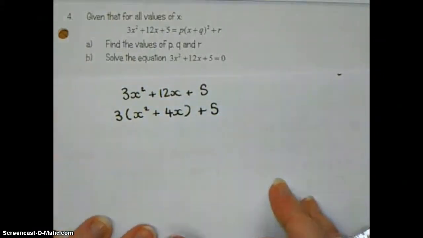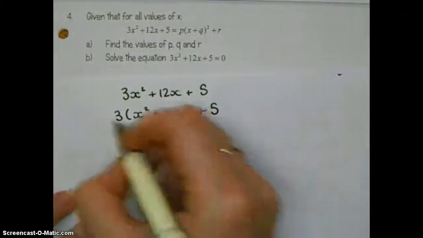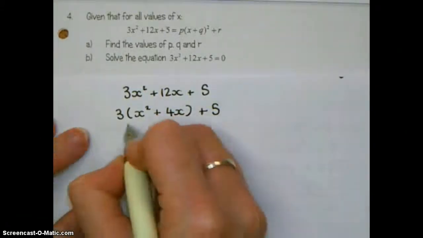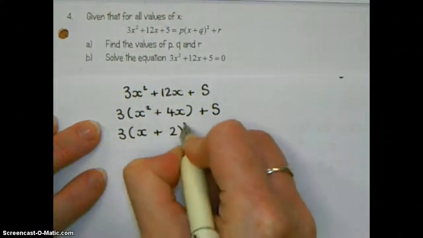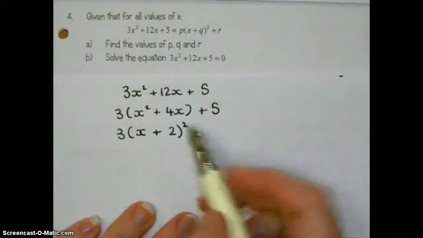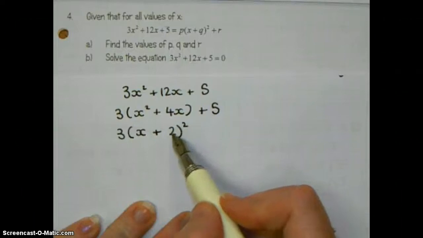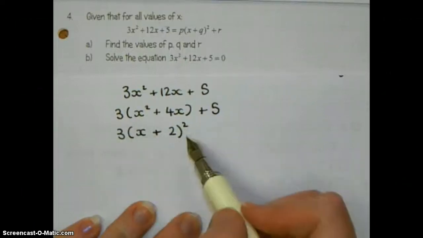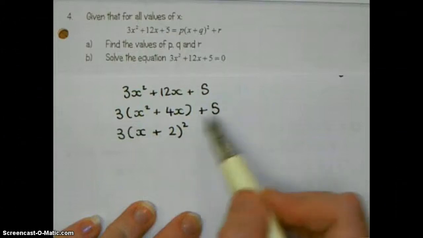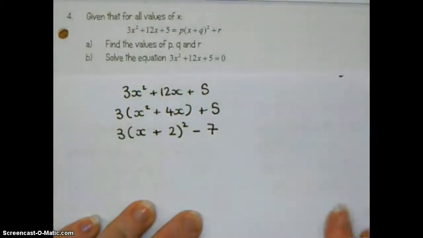3 brackets, x squared plus 4x, plus 5. Then complete the square. So this bit, if I complete the square, I would get x plus 2 squared. Now this is where I have to be careful. If I multiply this out, the last digit is going to be 2 squared, which is 4. But remember then I've also times by 3. So when I multiply this out, I'd get a 12 at the end, plus 12. And I want a plus 5. So I'm going to need to minus 7.